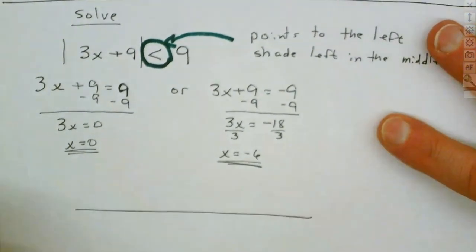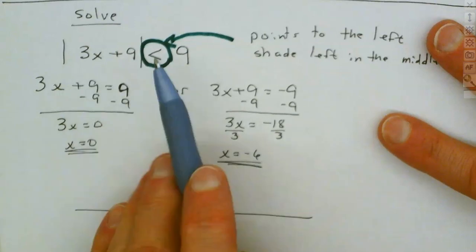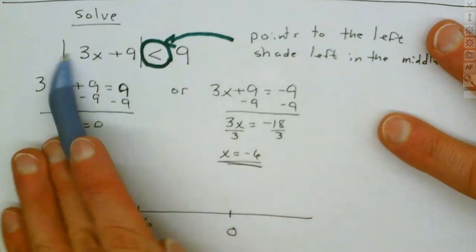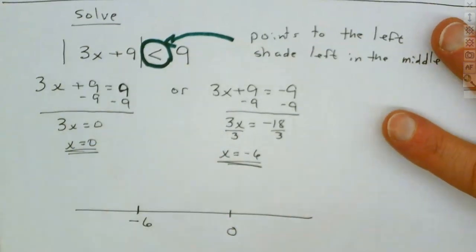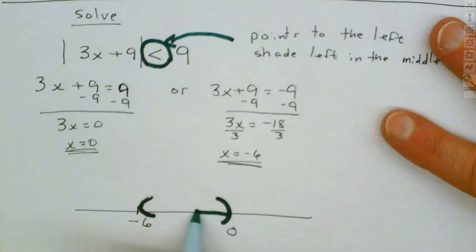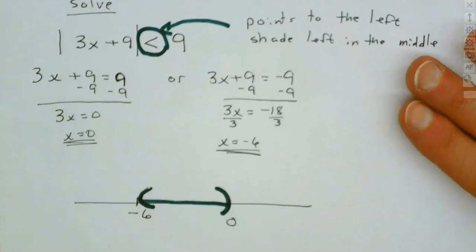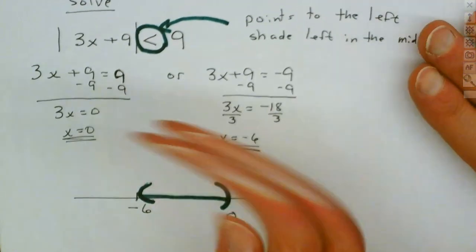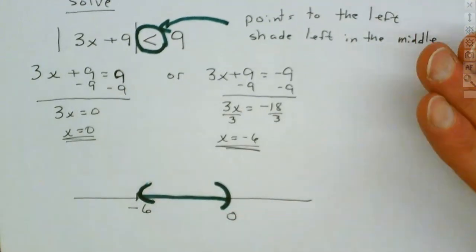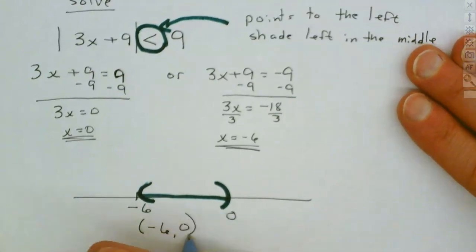So put them on the number line. And here is my negative 6. Make sure they're in the right order. And here's my 0. Okay. Points to the left. So I always think about this point here. Shades back this way. And where's it going to be at? It's going to be right here in the middle. It's either in the middle or on the edges. And so this one's in the middle because it shades to the left. So I just remember shade in the middle, shade to the left. And what does that look like? That looks like negative 6 to 0. And that's it.